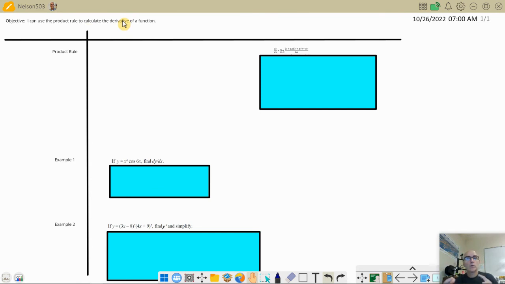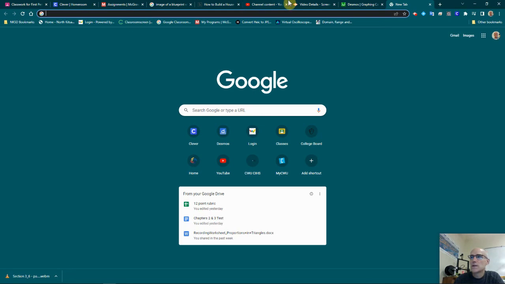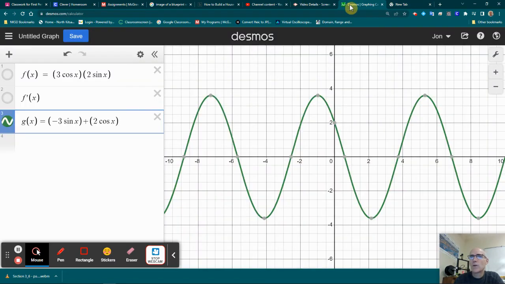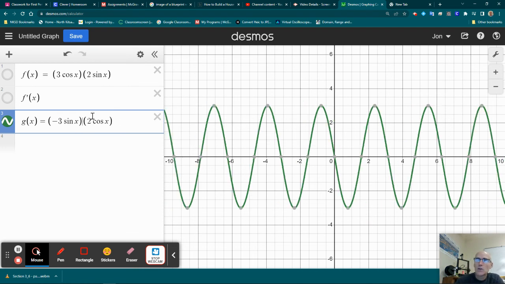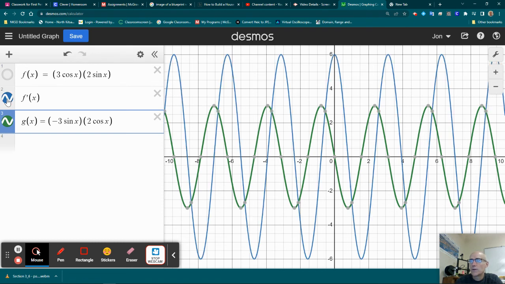So what we were doing yesterday after the test, or the day before when I assigned section 4.1, was we were doing a little investigation on Desmos. Okay, so I'm going to zip over to Desmos here and I'll refresh your memory. We had these two trig functions multiplied together, and our guess was maybe initially, let's just take the derivative of the first function, let's take the derivative of the second function, and see if it matches up with the numerical derivative, right? So this is the numerical derivative. This is our derivative function that we're trying to generate.